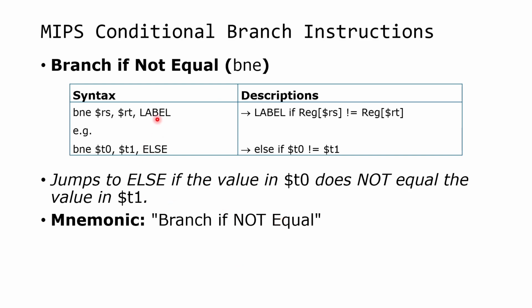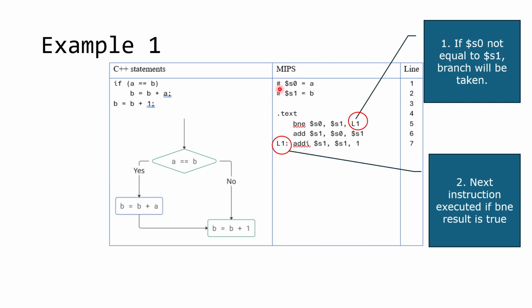The second one is branch not equal, where the syntax BNE rs, rt, label means go to this label if the content inside the rs is not equal to the content inside rt. For example, BNE, branch not equal, if the content is not equal to $t1, then branch to else. So we will use the mnemonic BNE.